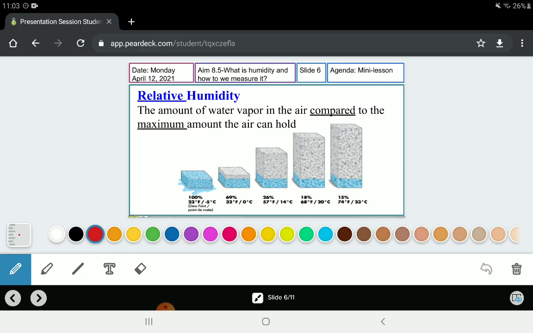So relative humidity is going to be the amount of water vapor compared to the maximum amount that air can hold. And we're going to learn more about why different parcels of air can hold more water. If you look at this diagram, it's very cold in this first little parcel of air, and it kind of looks like a sponge. Notice the water's actually overflowing from that parcel of air. The temperature of that air is only 23 degrees Fahrenheit, which means it is below freezing, or negative 5 degrees Celsius.